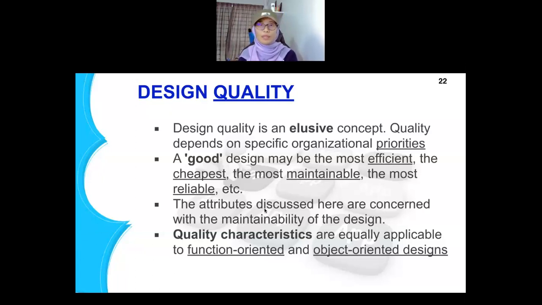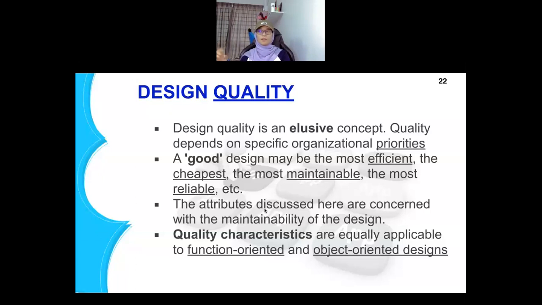For example, a good design, good quality, should be efficient, cheapest, maintainable, reliable. People want a good system, right? But cheapest, and also maintainable, reliable, and efficient. So you need to define the scope. And quality characteristics are equal to applicable function-oriented or object-oriented design. Object-oriented uses the use case diagram, and function-oriented focuses on the function.